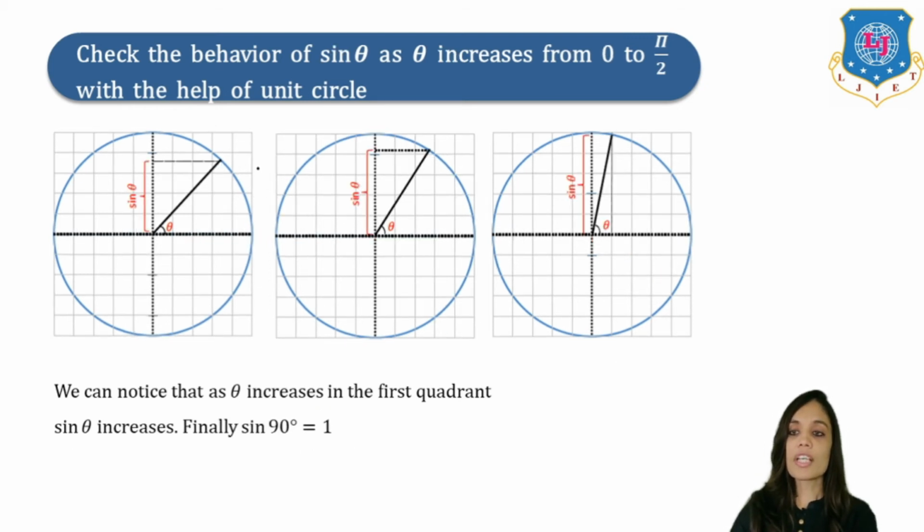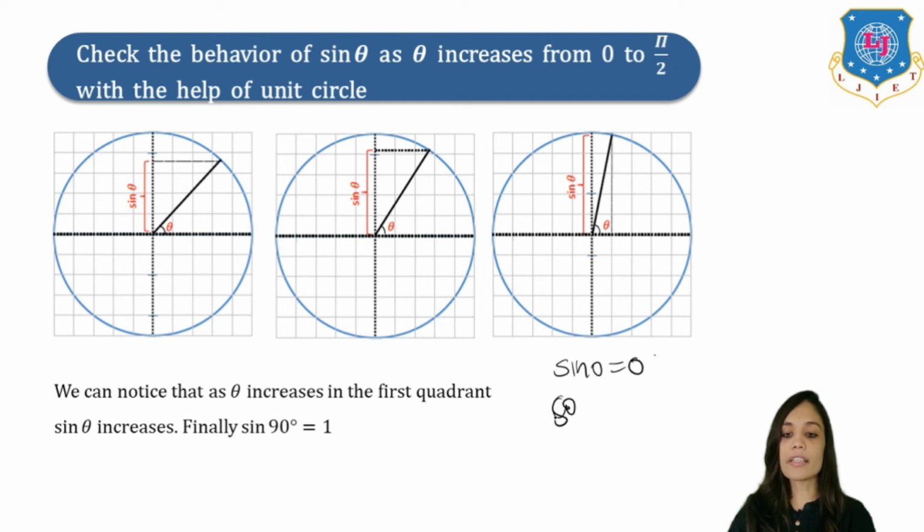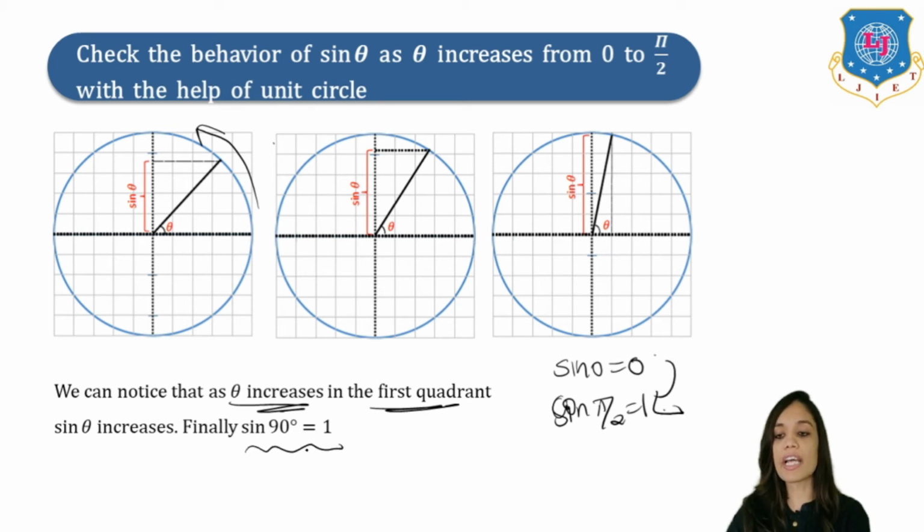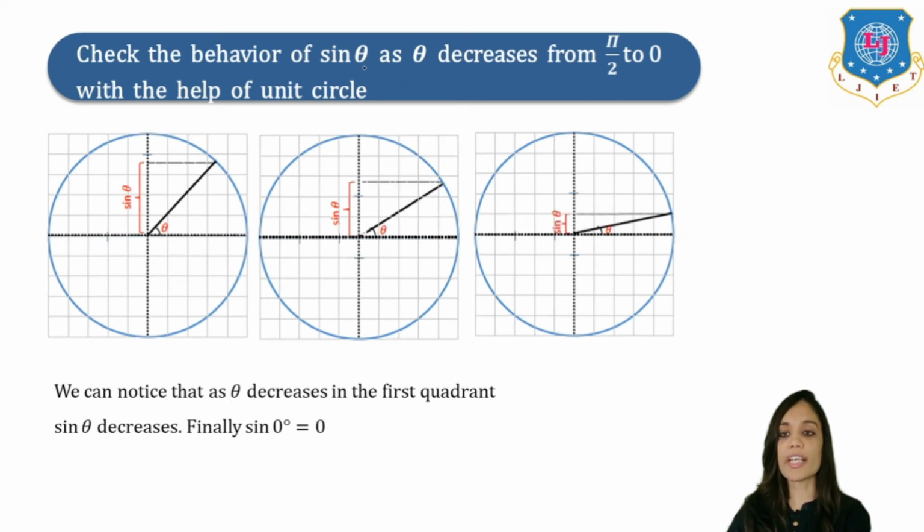Next, let us check the behavior of sine theta as theta increases from 0 to pi by 2 with the help of unit circle. Again, let us write the value of sine 0, that is 0, and sine 90, sine pi by 2, that is 1. So as I increase my theta from 0 to pi by 2, you can see as theta increases in the first quadrant, the value of sine also increases, and finally the value of sine 90 is what? 1.